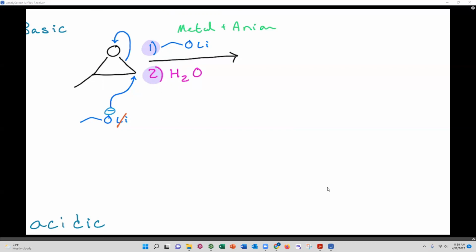Now, we're doing a ring opening reaction. It's very common that students drop carbons on these. The biggest mistake I've ever seen with epoxides is that students will drop carbons. So when you go to redraw it, make sure that you don't drop any carbons. So 1, 2, 3. This is going to be my new bond.